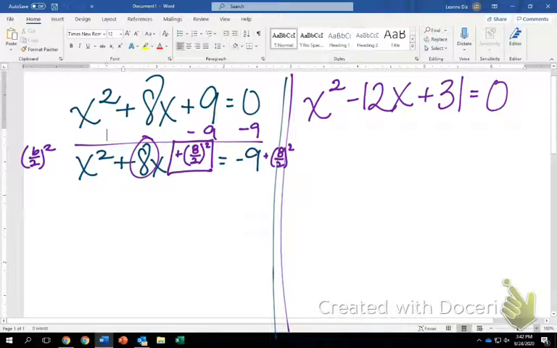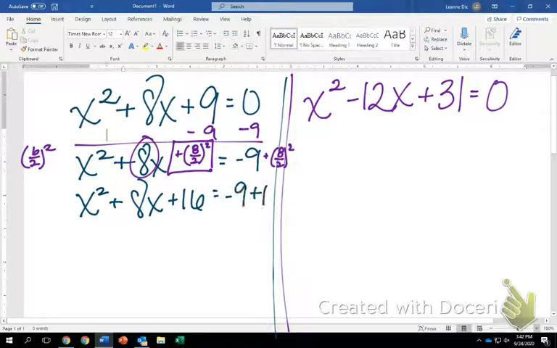After you write this out, you can use your calculator and figure out what that's going to be. 8 divided by 2 is 4, and then 4 squared is actually 16. So we can rewrite this: x squared plus 8x plus 16 equals negative 9 plus 16. So on the left-hand side, I need to factor this, and we can use the x method, but on the right-hand side, the negative 9 plus 16 is going to give us a positive 7.